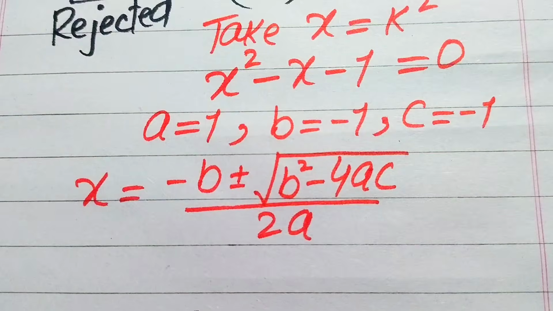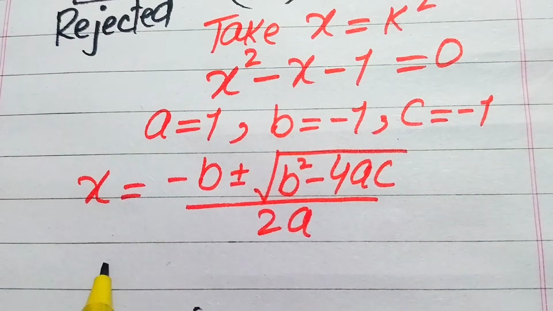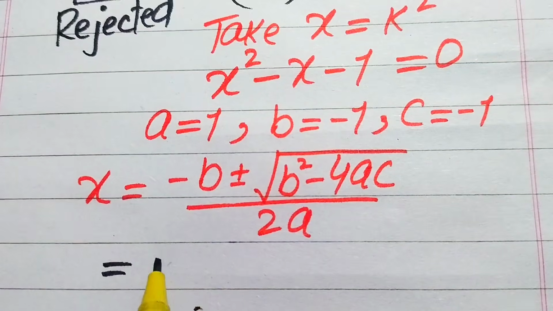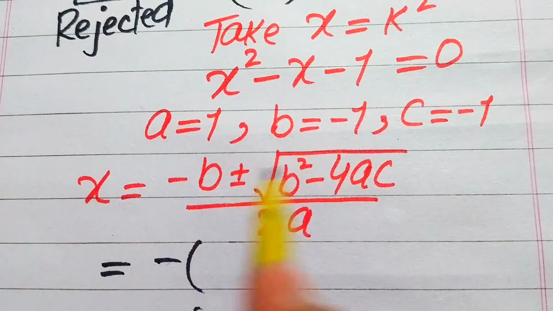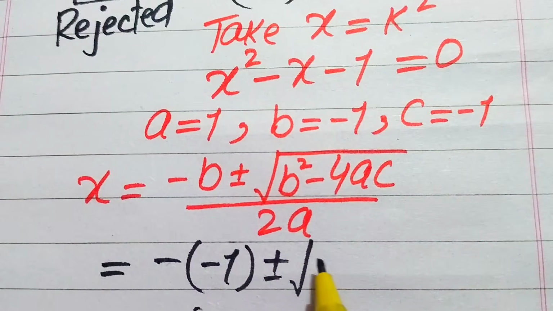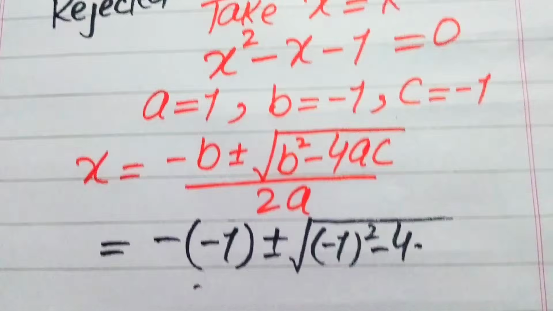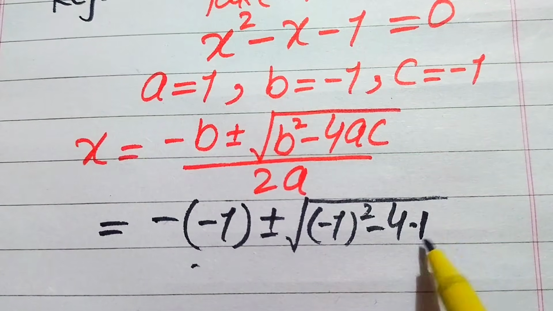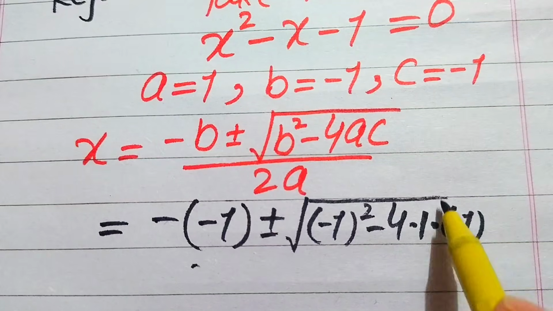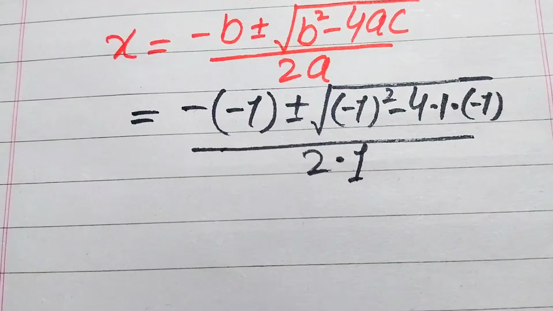So this is our quadratic formula, and here we substitute all the values of a, b and c in this formula, and this will be written as minus b, the value of b is minus 1, plus minus square root of b square. So b is minus 1 square, minus 4 times a, which is 1, and c is minus 1, and it is divided by 2 times a, and here our a is equal to 1.